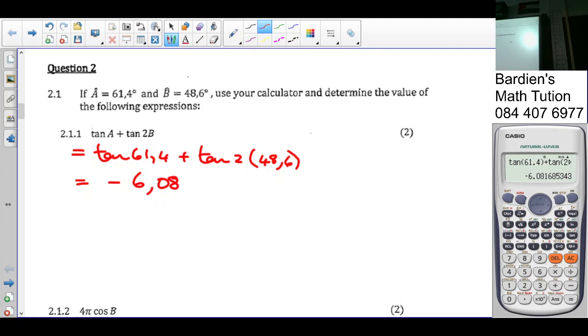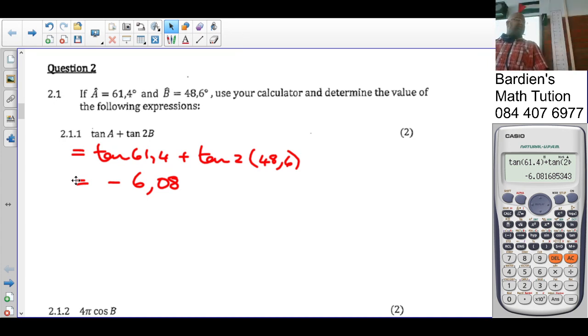Remember, they didn't specify how many decimal digits, so we're going to take it to 2 decimal digits according to the initial instruction in the sum.